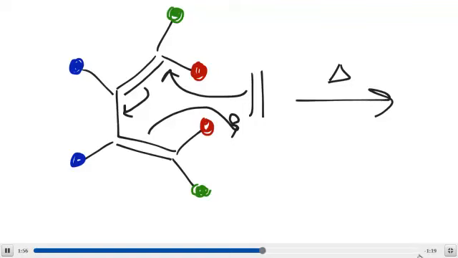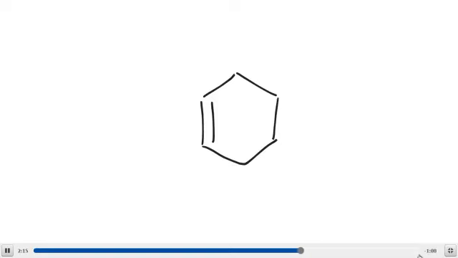The mechanism is very easy to draw. The stereochemistry is not as easy to draw. But you are always going to end up with a 6-membered ring with a double bond. So it's always going to be a cyclohexene. If you used an alkyne, you would have a 1,4-cyclohexadiene as a result of it.